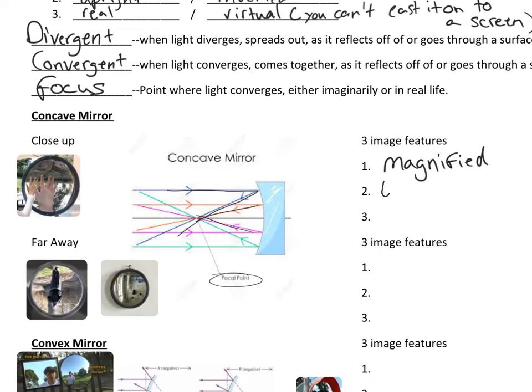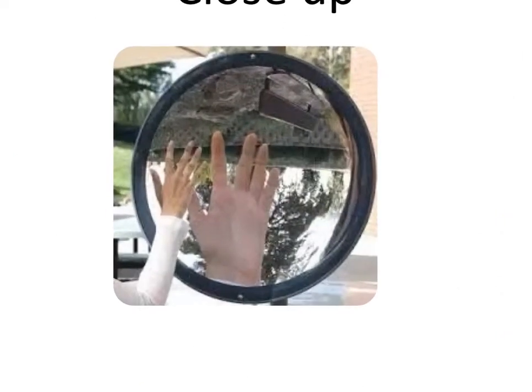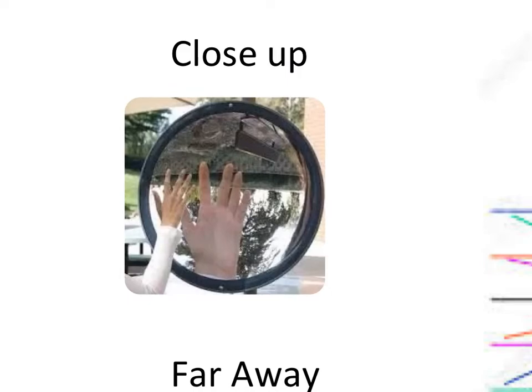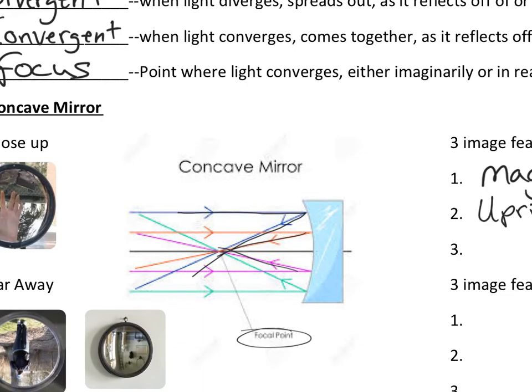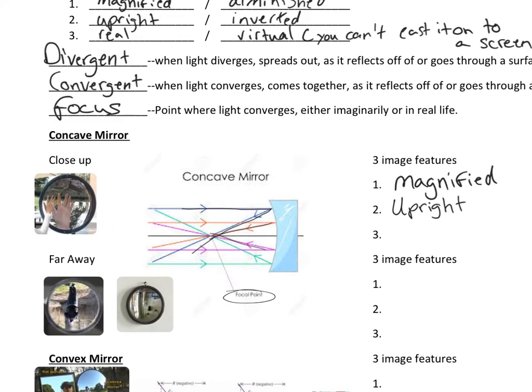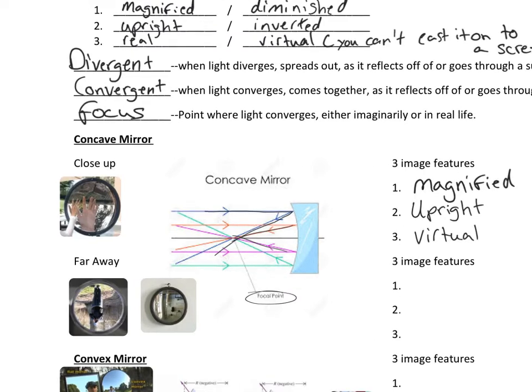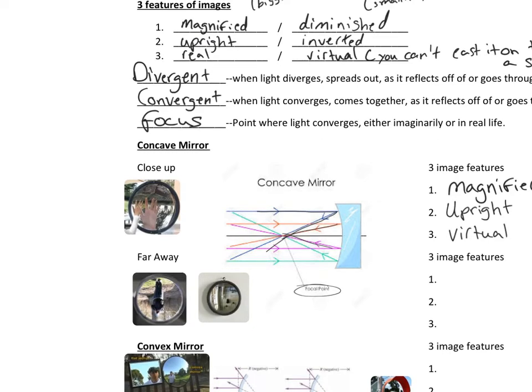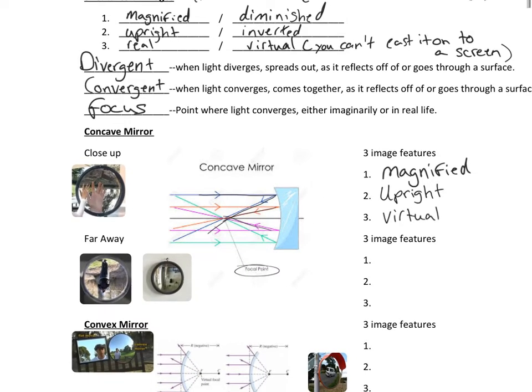We also know that the image is upright. And the reason that we know that is because the image is in the same direction. Her image hand is in the same direction as her real hand. Basically, they're both pointing up in that case. And then three is this real or virtual. This is a virtual image. And again, I'll have to see if I can find a good video to explain this to you. Basically, if you tried to project her hand onto a piece of paper, you could never really get that to work with a concave mirror.